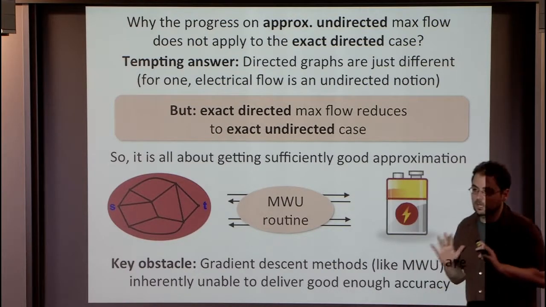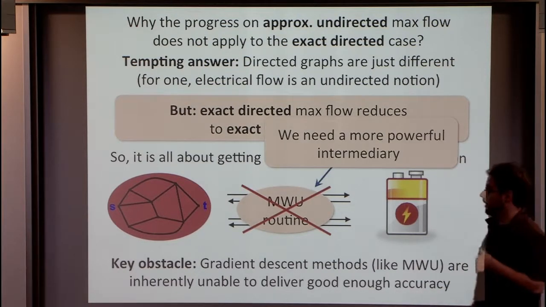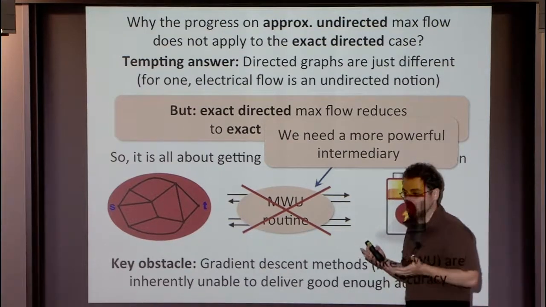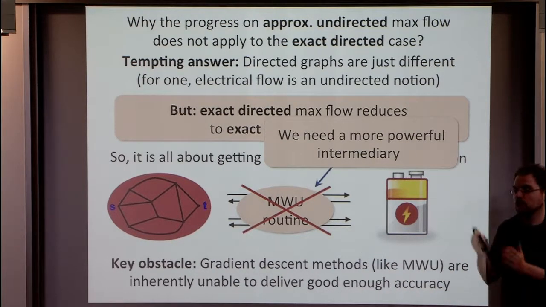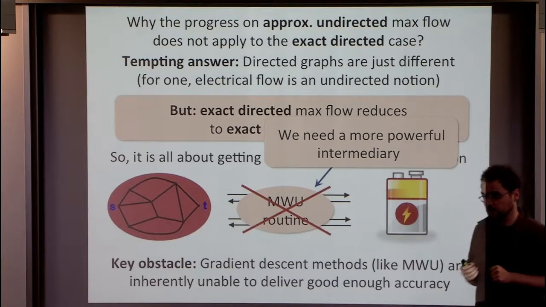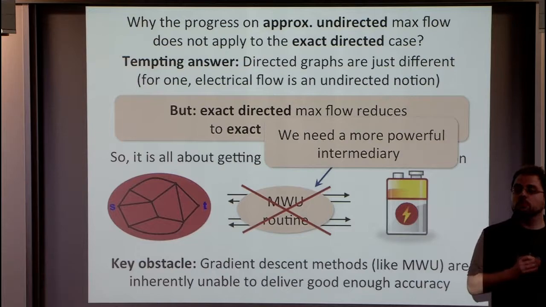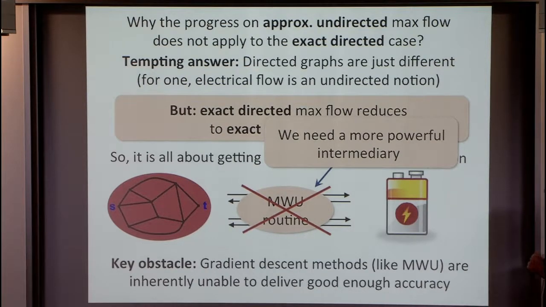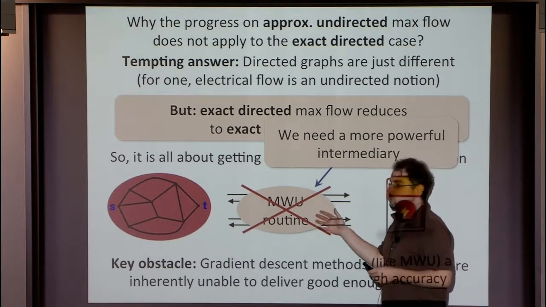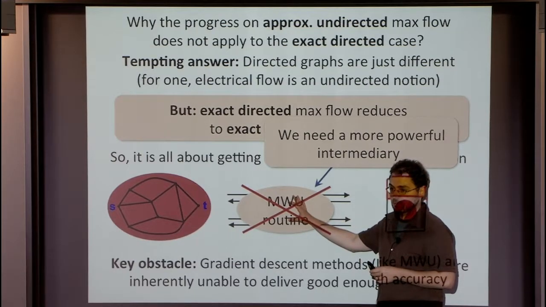So the obvious thing is that if you want to have any hope of a log(1/epsilon) dependence on the error, which would allow you to get exact max flow, you have to throw it away. This intermediary is just not powerful enough. You will not get anywhere if you use that. So you need something new to put in its place.